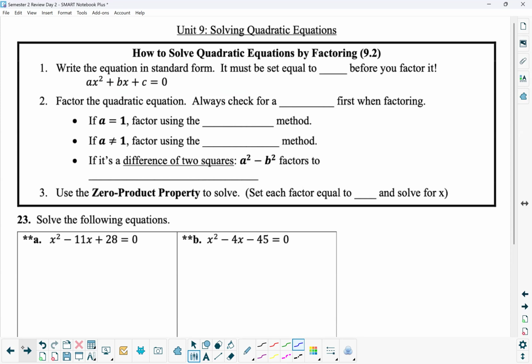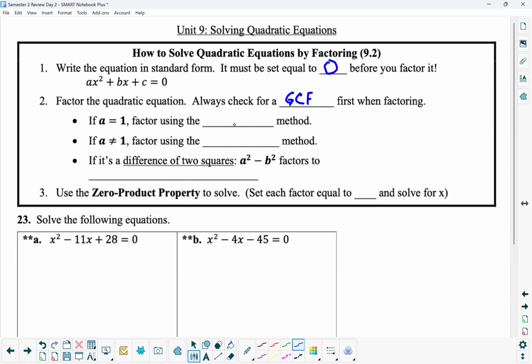All right, on to Unit 9. Solving quadratic equations by factoring. In order to do that, the first thing we need to do is write the equation in standard form. It must be equal to 0 before you factor it. That's because of step 3, the zero product property. Factor the quadratic equation. When you're factoring, the first step, always check for a greatest common factor.